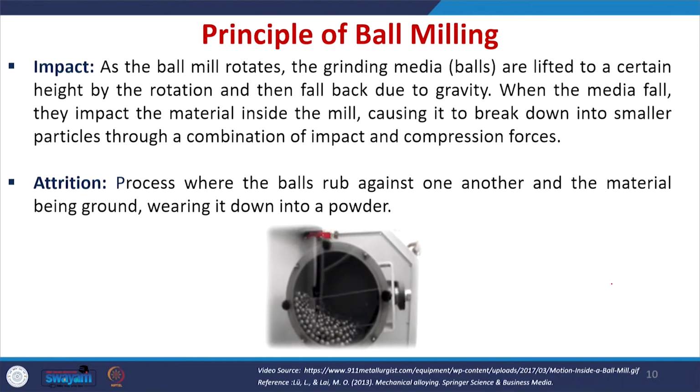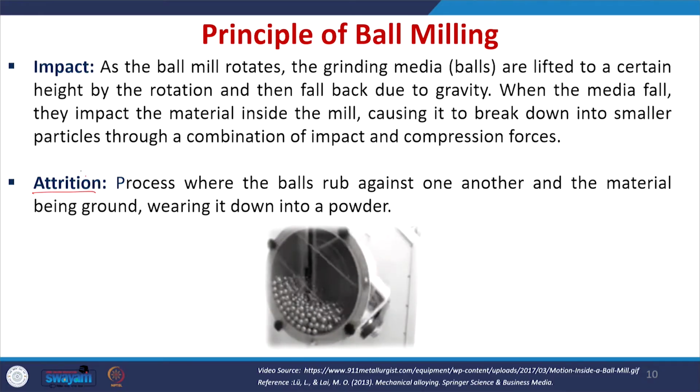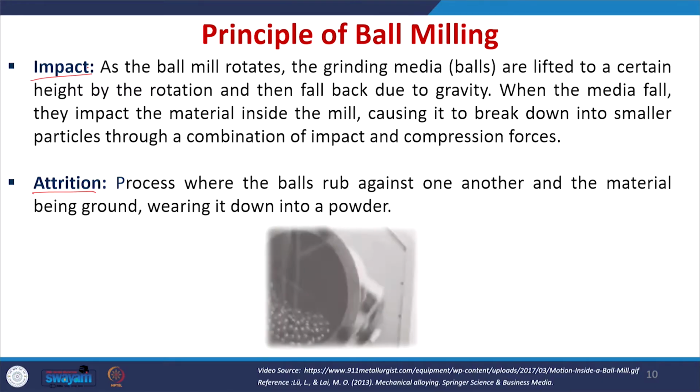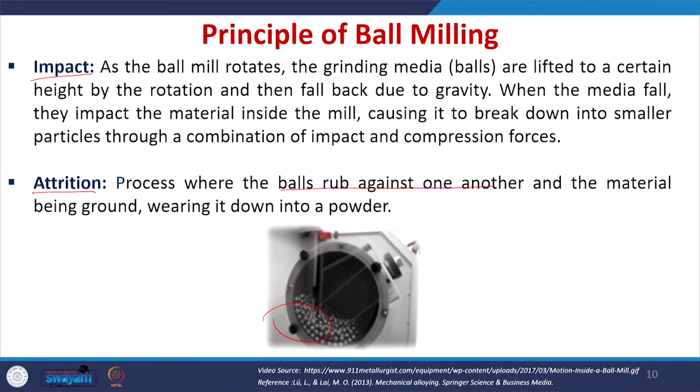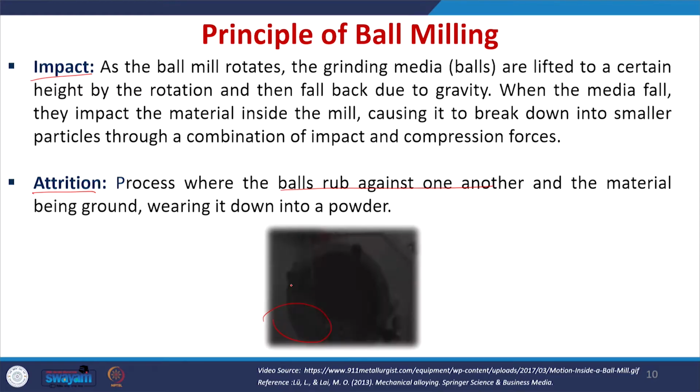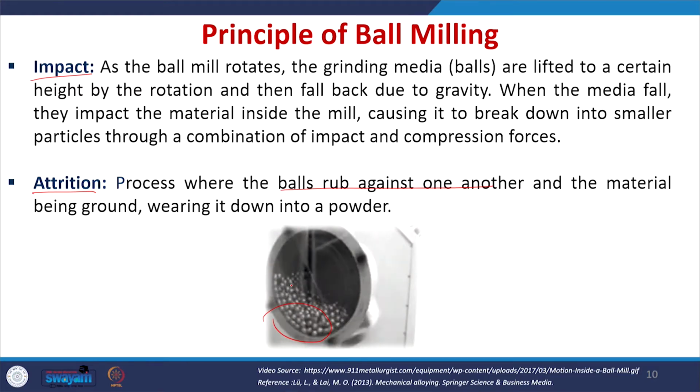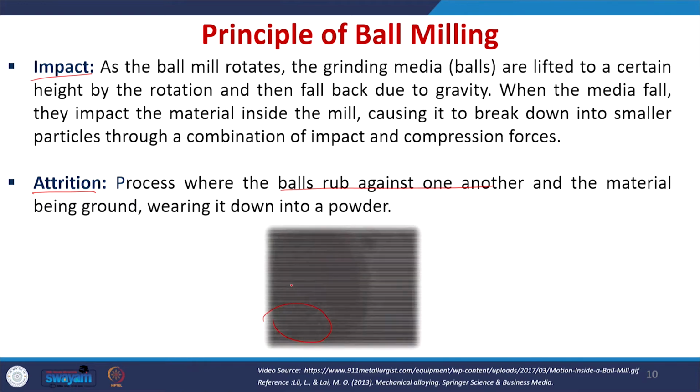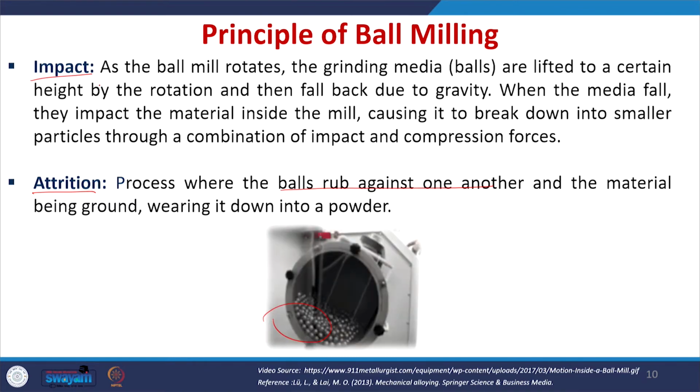The principle of ball milling is mainly based on attrition and impact. So, what is attrition? Attrition is where the balls rub against one another. The balls will be rubbing each other, and that makes the powder reduce to a smaller size. And impact. So, what is impact?